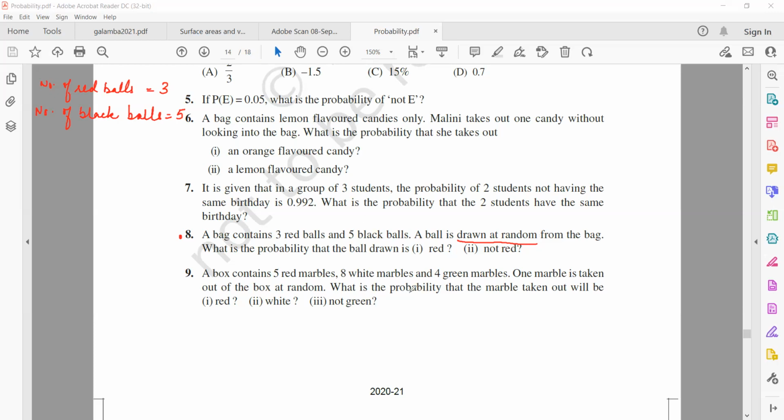Yes, ma'am. Every event has equal chance of being selected. You can write it down somewhere. This is called random selection, that every event has equal chance of being selected.